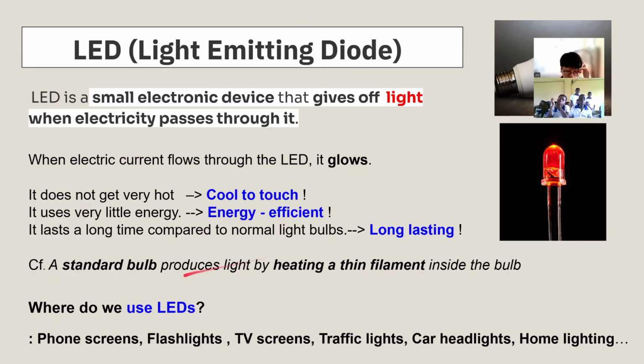Let's look at where LED is used. So LED is used in many cases: in phone screens, flashlights, TV screens, traffic lights, car headlights, even some home lighting. There are many uses of LED because it's really efficient in emitting light. Okay.